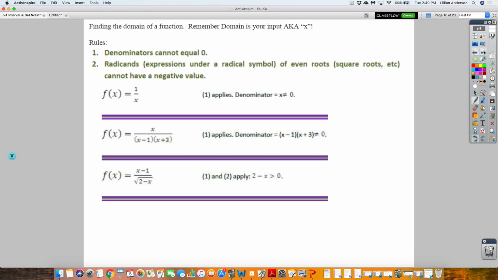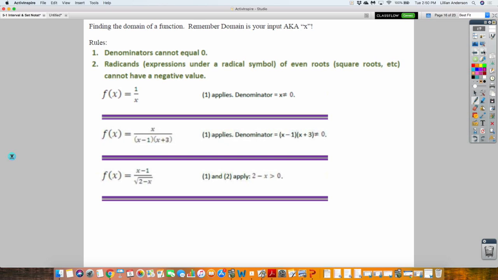And if you look at these different types of functions, all of these are interesting. Okay? Everybody knows you cannot divide a number by 0, correct? You get an error message. The reason why is it's undefined. You cannot divide a number by 0. So if you have a variable in your denominator, whatever value makes your denominator 0 is not a part of your domain. Okay? So that first thing here says denominators cannot equal 0.